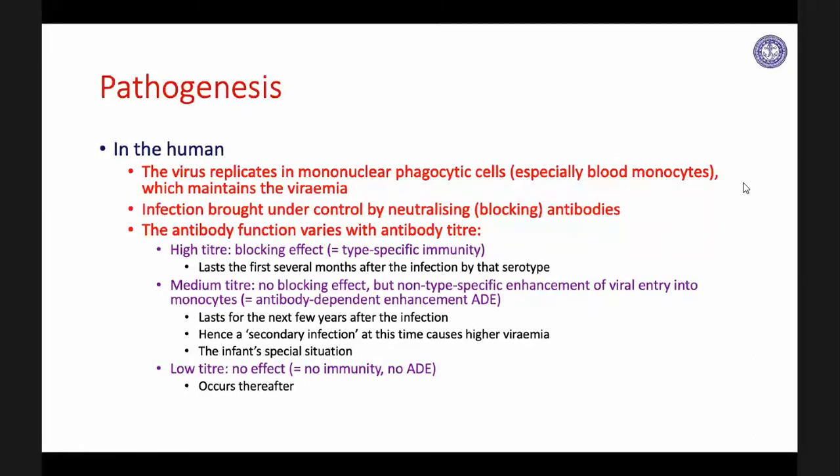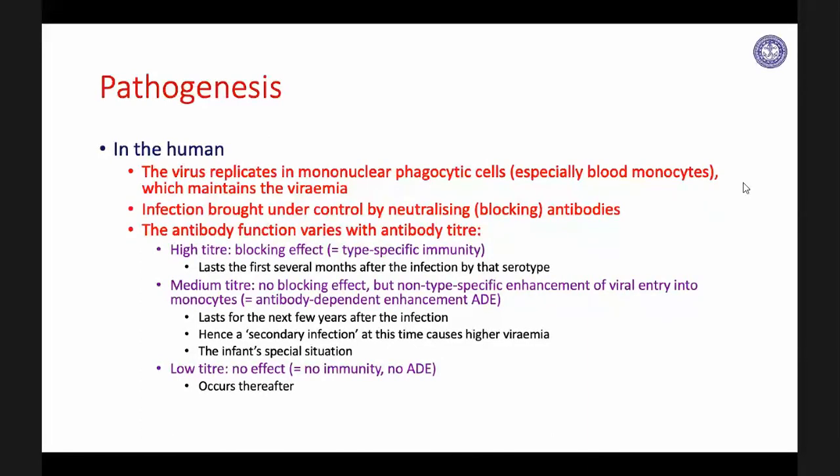But the dangerous thing is that if you get an infection by DEN 1 or DEN 3 or DEN 4, then those antibodies actually promote the entry of those viruses into the monocytes. Therefore, it promotes the growth of the virus also, because as I told you earlier, the virus grows inside the monocyte. That gives rise to a higher viremia. That's called antibody-dependent enhancement. This lasts for a few years after the first infection. Therefore, secondary infection by another serotype will cause a higher viremia, which is actually dangerous.